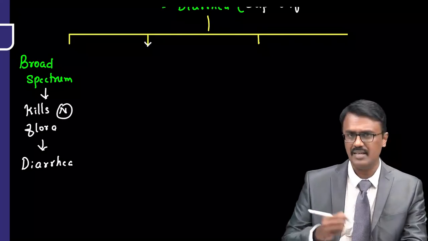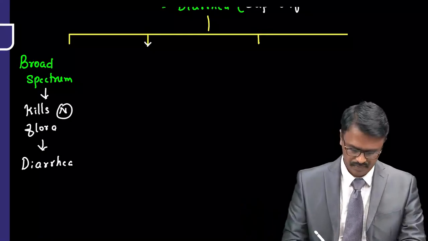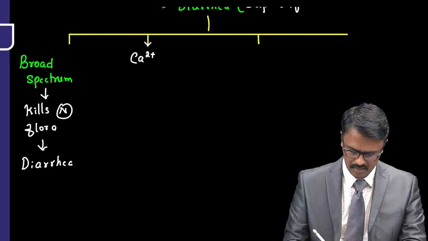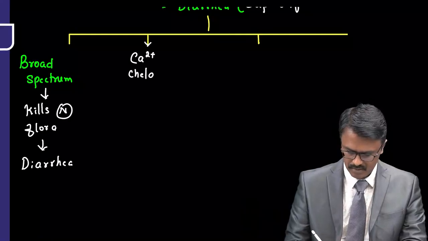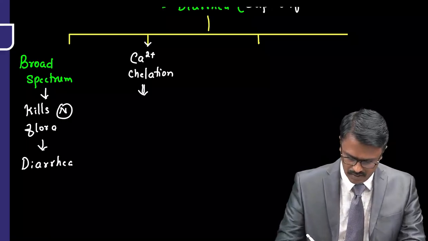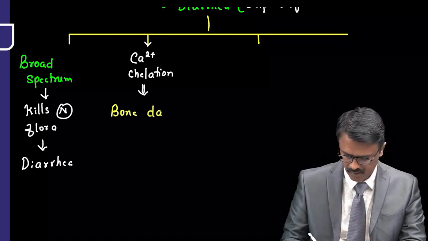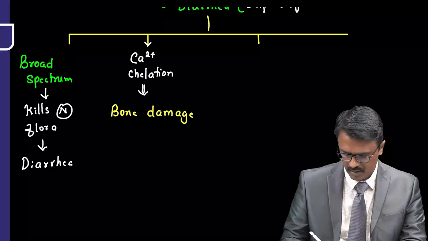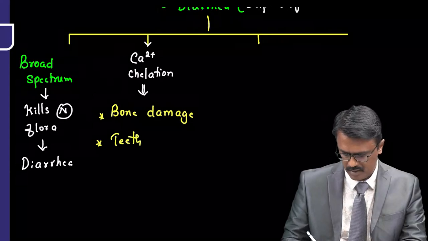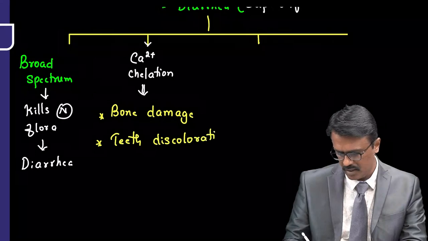Now tetracycline is in love with calcium. Wherever there is calcium, it will chelate. So it will cause calcium chelation. So where is calcium in our body? Mainly in the bone and teeth. So it will cause bone damage, and it can cause teeth discoloration. It can cause teeth discoloration and bone damage.